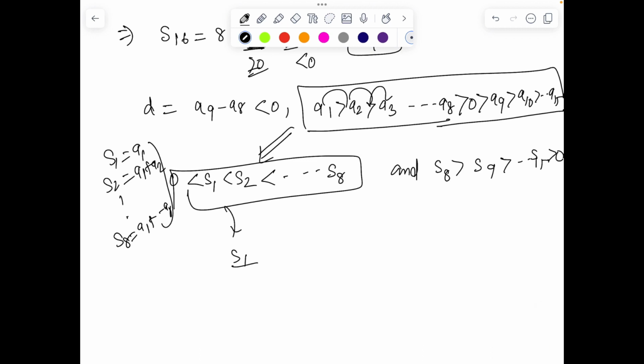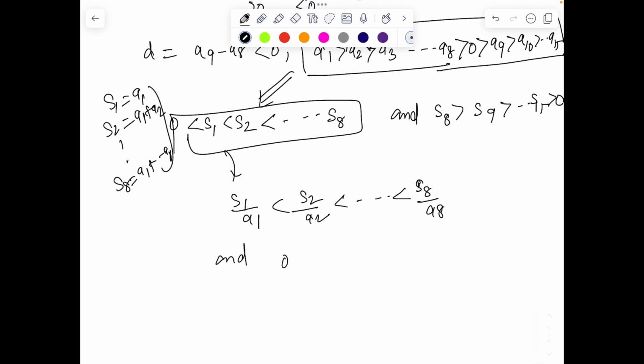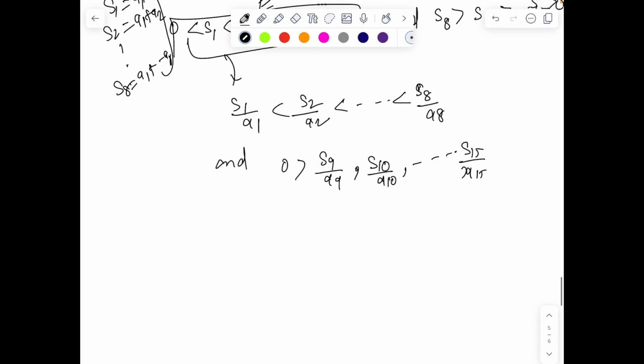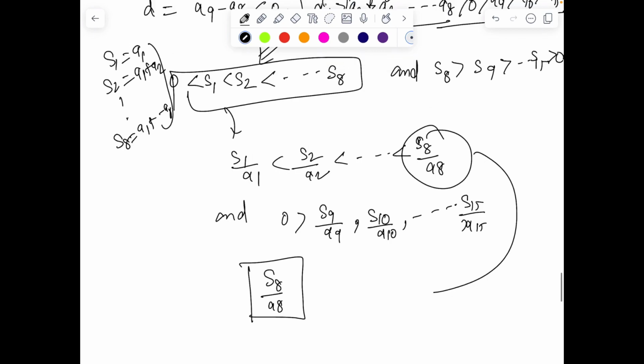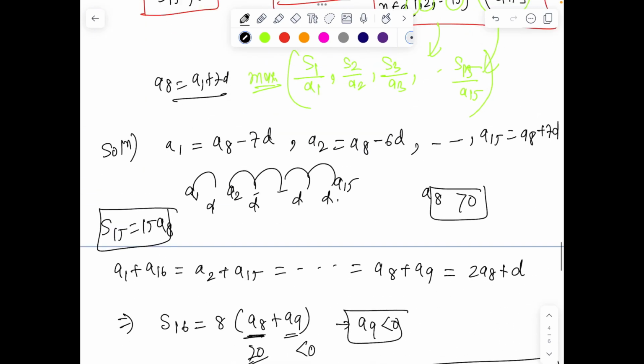So this implies S1 by A1 is less than S2 by A2, and so on till S8 by 8, and 0 is more than S9 by A9, S10 by A10, and so on till S15 by A15. Coupled with these two results, I can clearly see the maximum value that I am getting is S8 by 8. Of course, this was an unusual way of solving this problem, just by analyzing the information.